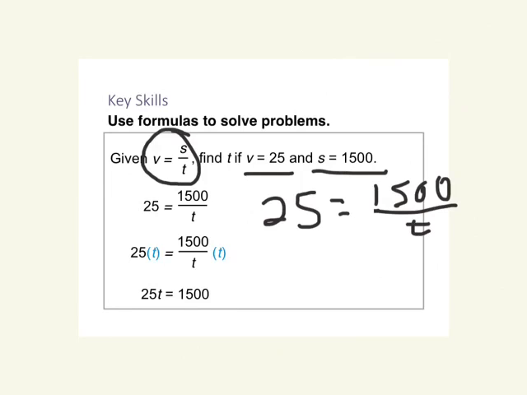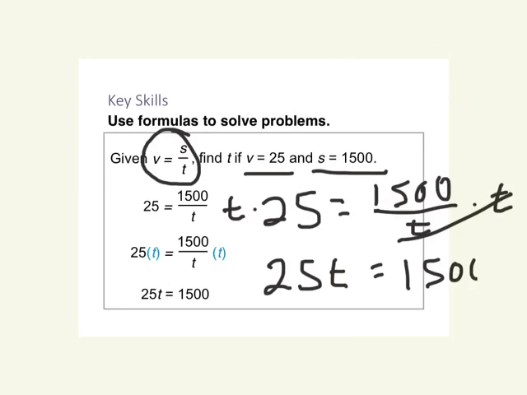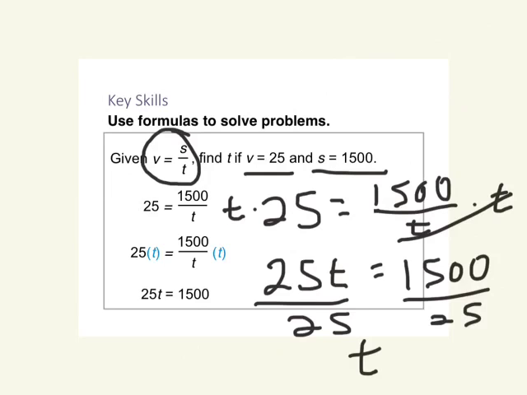So to solve for t, 1500 divided by what number is 25? Some of you guys might try to do that in your head. The easiest thing to do is get the variable out of the denominator. So you multiply both sides by t, the t's cancel. So now you have t times 25, which is 25t equals 1500. And then as you can see, we would divide both sides by 25. And t would then equal 1500 divided by 25.